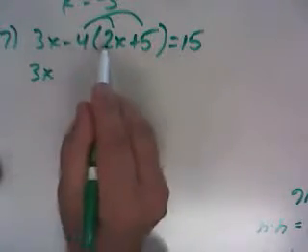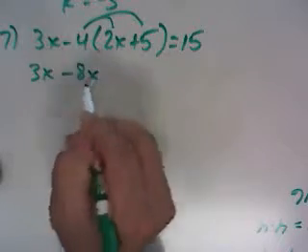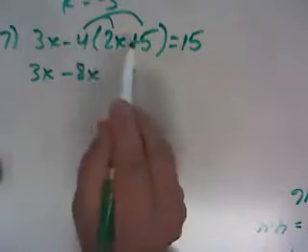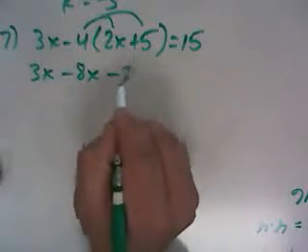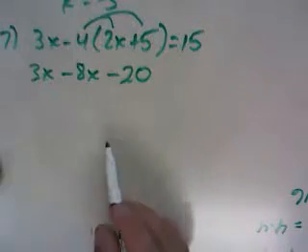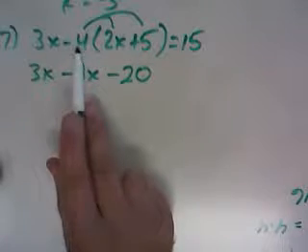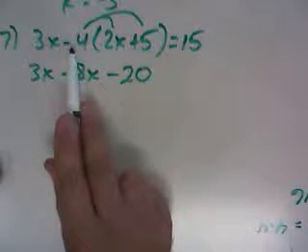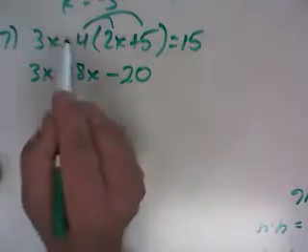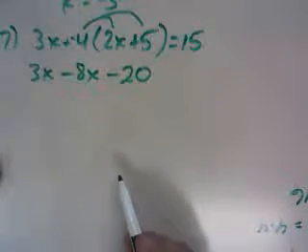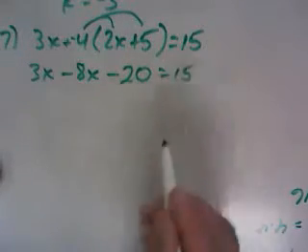3x will stay the same, but negative 4 times 2x is negative 8x, and negative 4 times 5 is negative 20. A lot of people put positive 20 there because this was positive 5, but we have to remember if there's a sign out in front of this number here, that makes this a negative 4. It's like plus a negative 4 there, equals 15.